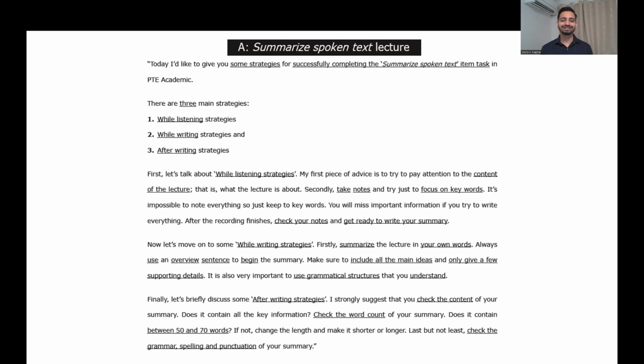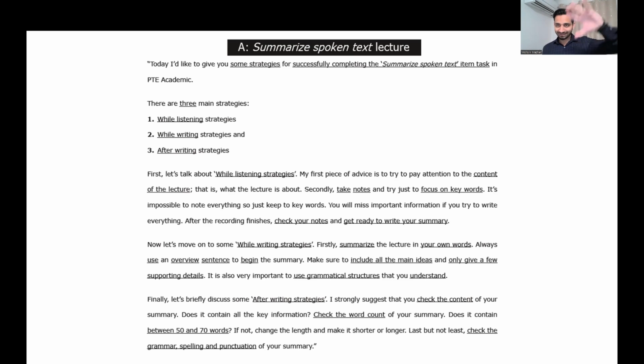Finally, let's briefly discuss some after writing strategies. I strongly suggest that you check the content of your summary. Does it contain all the key information? That's the question you should ask yourself. Check the word count of your summary. Does it contain between 50 to 70 words? If not, change the length and make it shorter or longer. But last but not least, check the grammar, spelling, and punctuation of your summary.